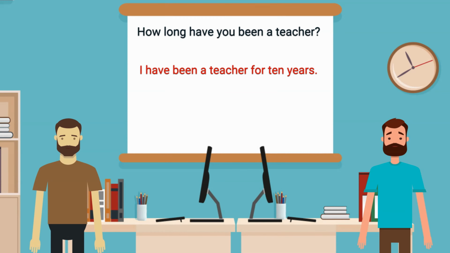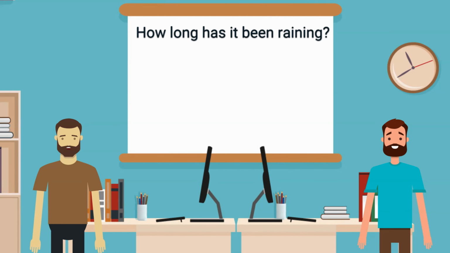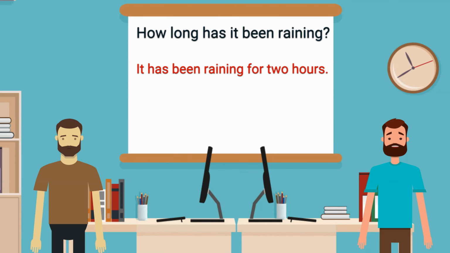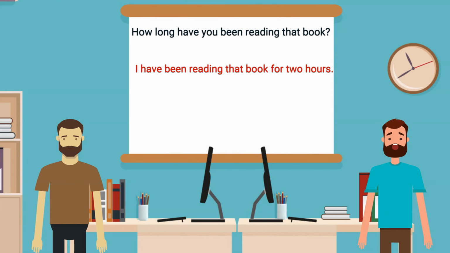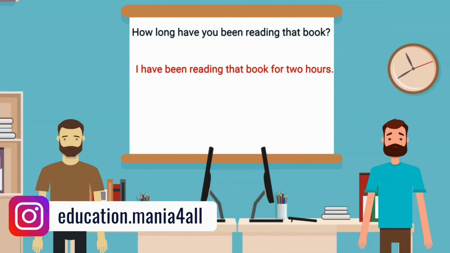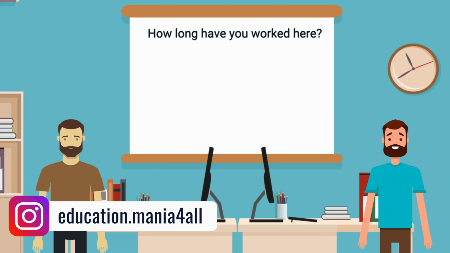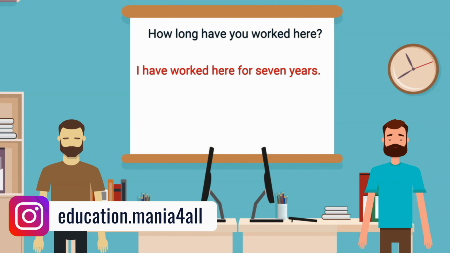How long has it been raining? It has been raining for 2 hours. How long have you been reading that book? I have been reading that book for 2 hours. How long have you worked here? I have worked here for 7 years.